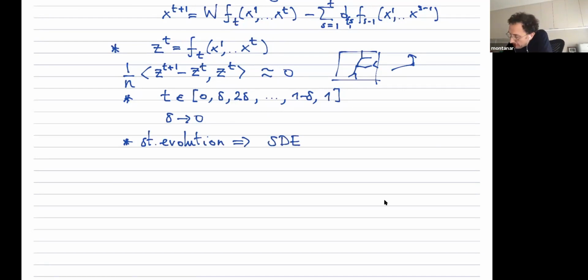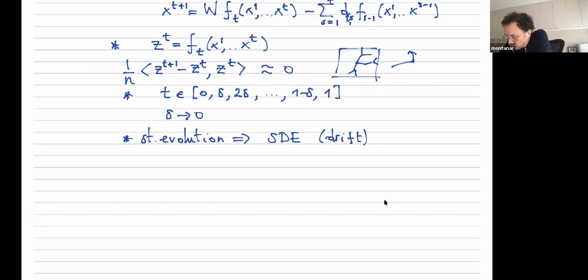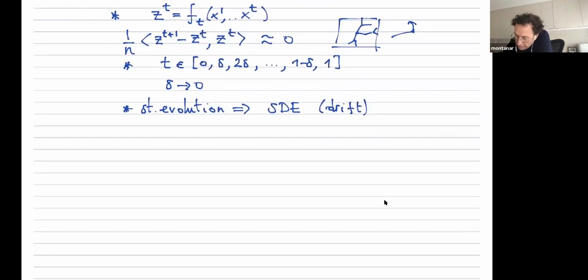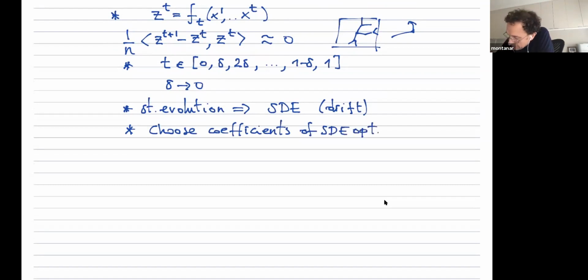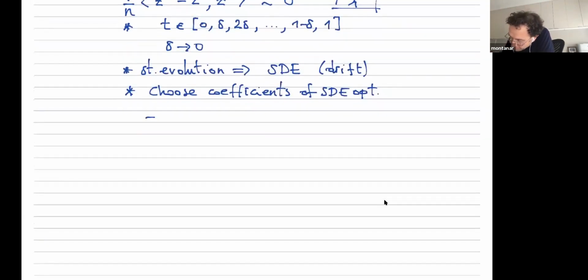At this point, you will be left with some freedom, in particular, freedom on the drift coefficient of this stochastic differential equation and some other coefficient. And what we'll do is that we'll choose the coefficients of the SDE optimally. And this amounts to solving a stochastic optimal control problem.